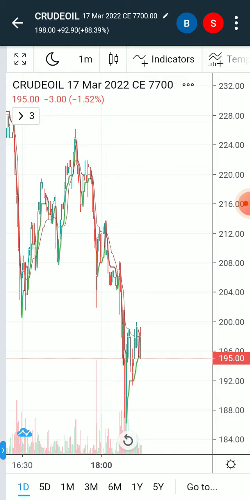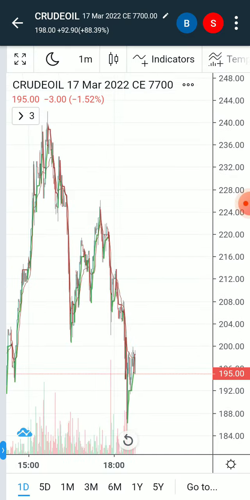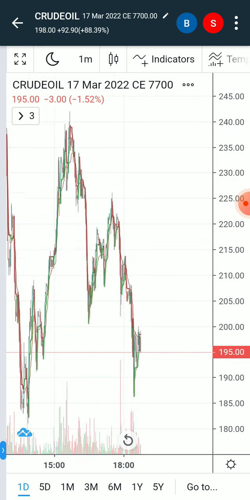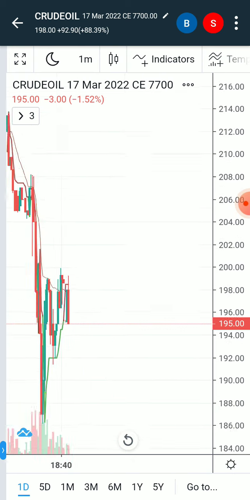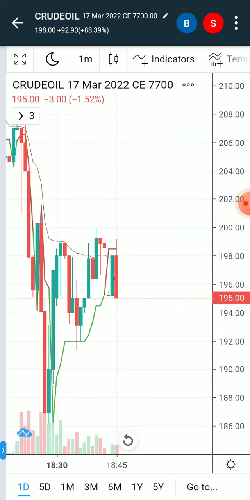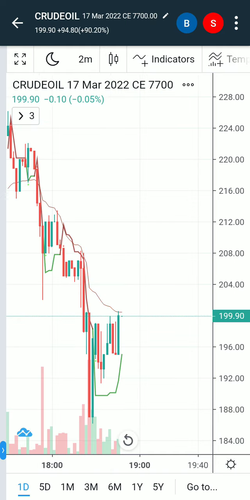We will have to see where exactly the support is here. 195 is a very good support, but after that you can see that 190 is also a very good support. So if it breaks 190, then below 190 we can also enter there. So our first entry point is 202. If it breaks above that, we'll be taking a trade, and if it is below 190, then we can also enter.